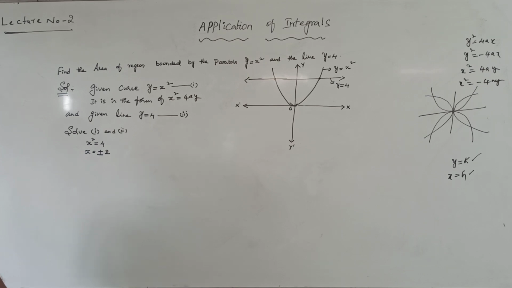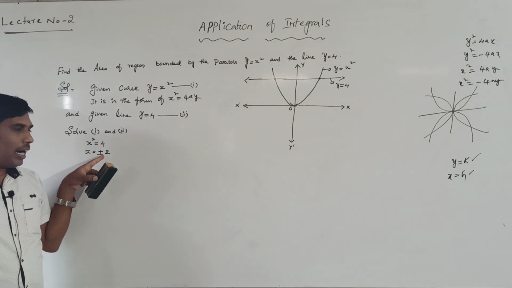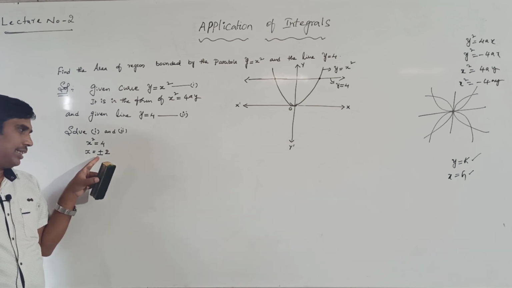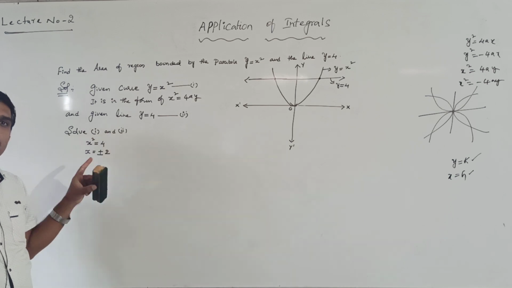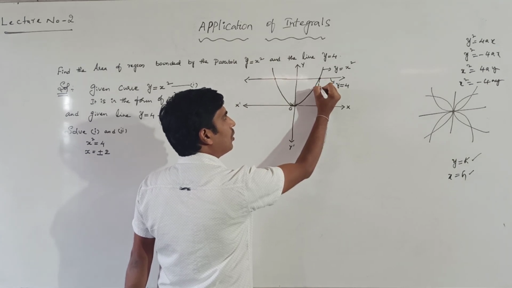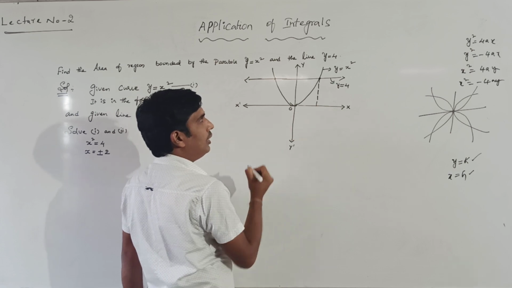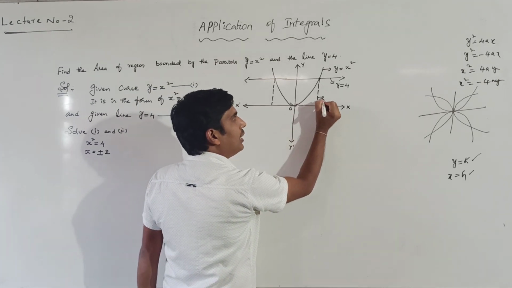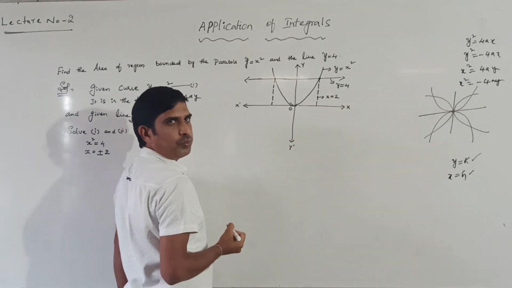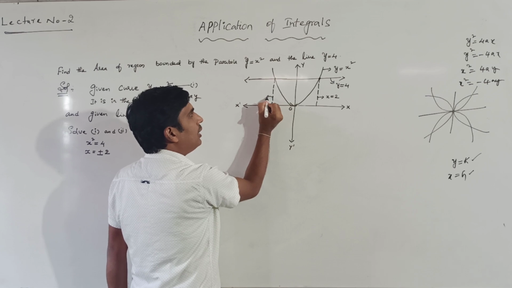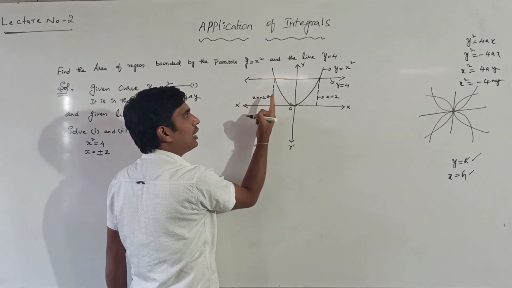Don't write plus 2 only. When the square is removed, on the right side plus or minus will come. So at 2 points the curve and line intersect. What are the 2 points? x is equal to 2, and one more is x is equal to minus 2. So this one, this one. What is this line equation? x is equal to 2. Why? Because 2 is positive, so it is right of the y-axis. Here this one is x is equal to minus 2, negative, that's why left of the y-axis.